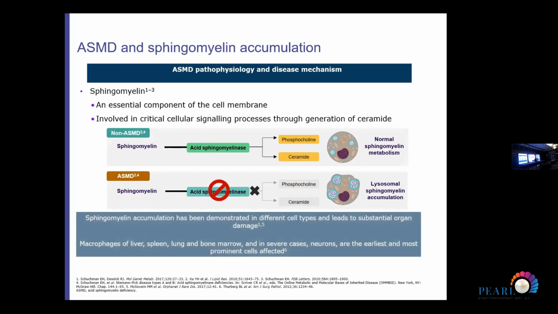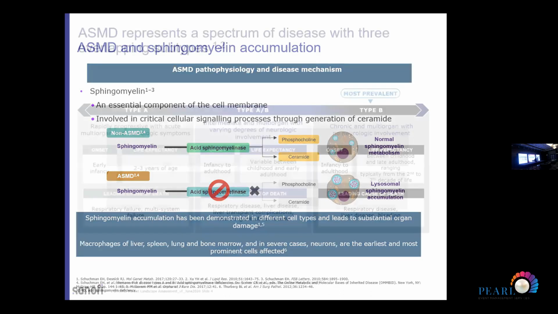sphingomyelin metabolism. However, in ASMD, because of the deficiency of the enzyme, the sphingomyelin will not be converted into the products, and therefore the accumulation of the sphingomyelin will lead to the multisystemic involvement and the substantial organ damage. And again, it's found in the macrophages of the liver, spleen, lung, and bone marrow. And in the severe cases, especially the acute type A, in the neurons, and can present with significant neurologic manifestations.